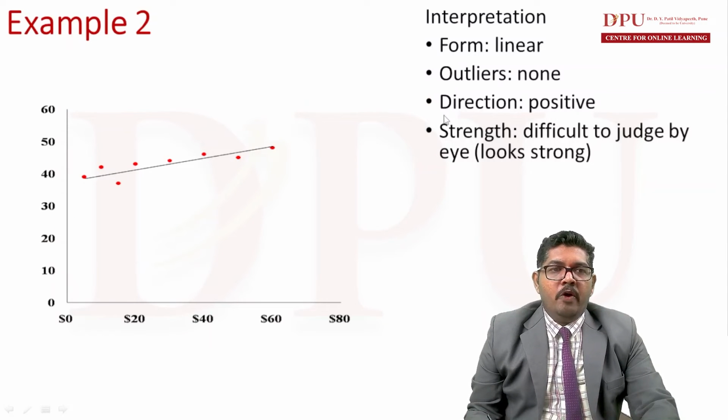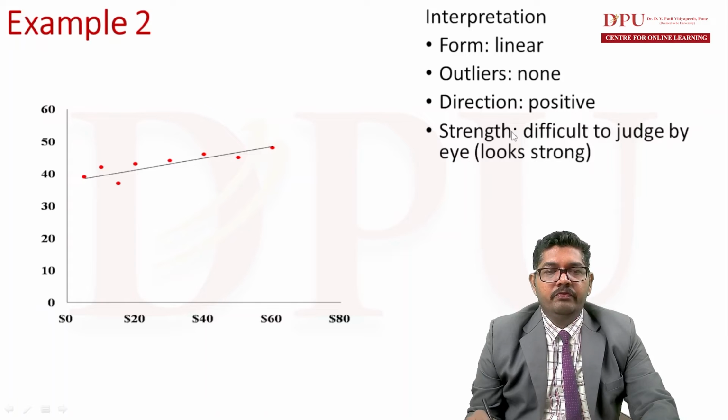Here also we have one more scatter plot. The form is linear. Is there any outlier? No, there is no outlier. Direction is positive, as we can see the line is positively sloping from left hand side to the right hand side. Strength is difficult to judge by eye, so we cannot find out the strength of the relationship between the variables.